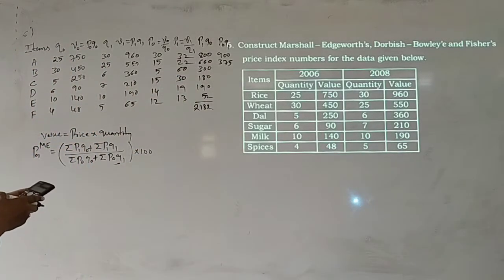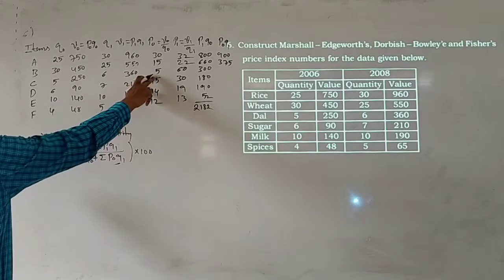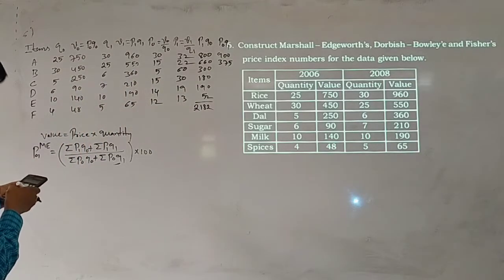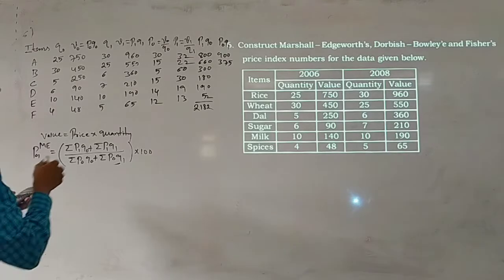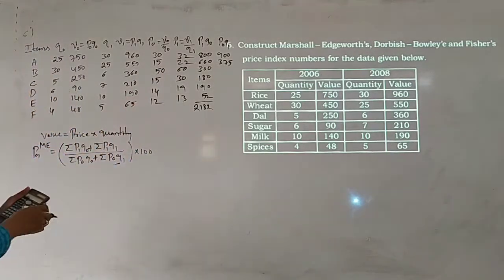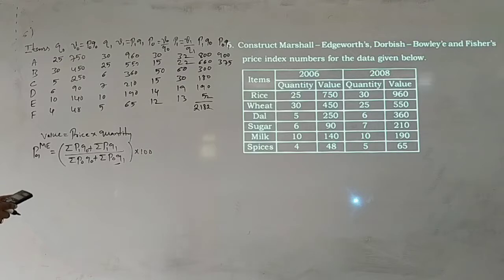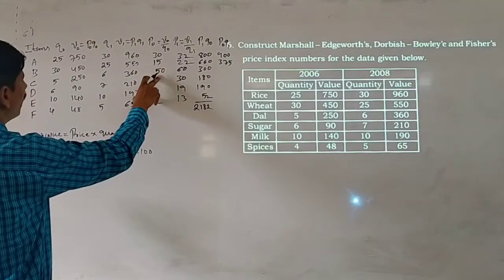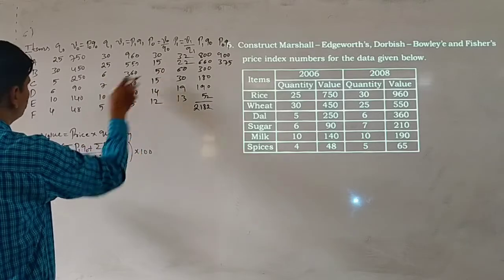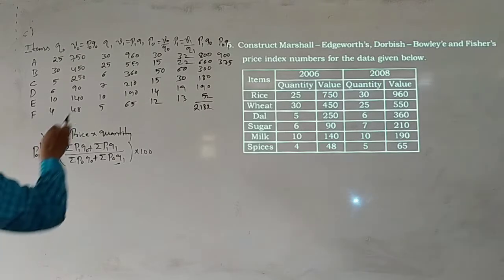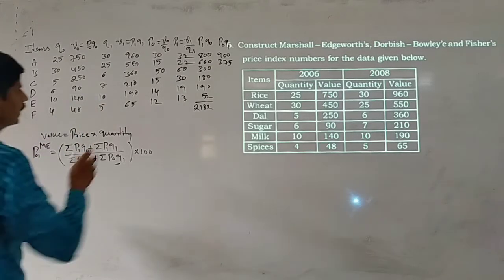Next, 250 divided by 5 is 50. Here P0 value is 50 and Q1 value is 6. Sorry, multiply: 50 into 6 is 300.